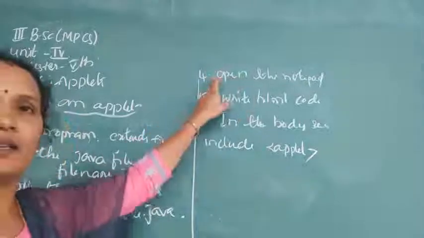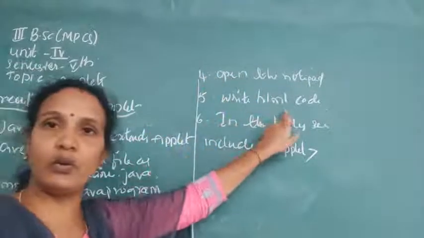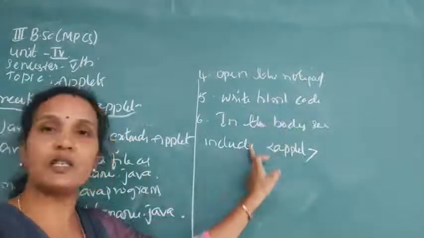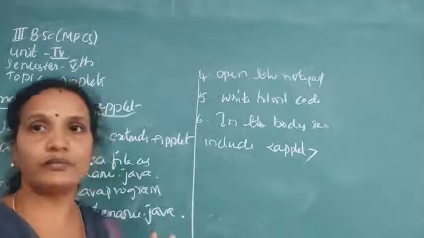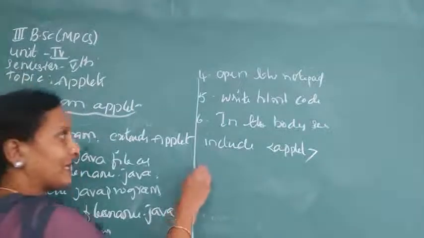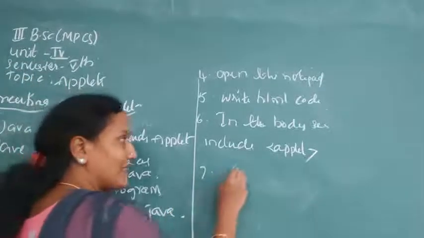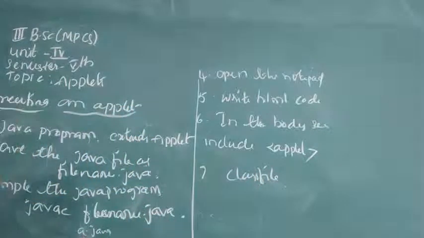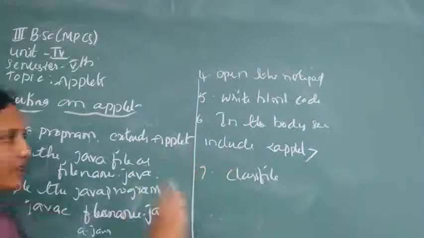Open the notepad and write the HTML code. Inside the HTML code, one body section is there. Inside the body section, add the applet code. Now inside the applet code, you add the class file, whatever you have generated here, that you add there.